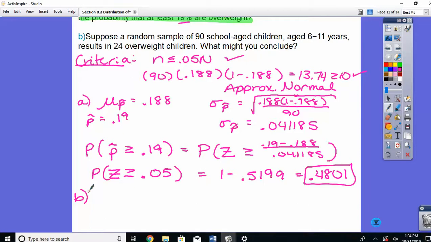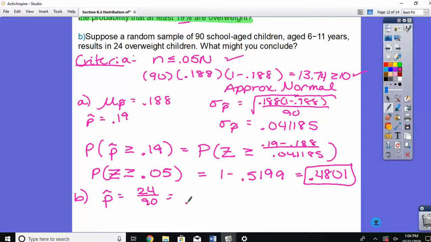B, suppose a random sample of 90 school-age children, ages 6 to 11, results in 24 overweight. Wait, how do you know whether it's x bar or p hat? X bar is sample means, so it'll talk about the sample means. So what might we conclude? This time, I didn't give you a percent. Like in part A, I said 19%. So we need to find our p hat, so we will do 24 out of 90.